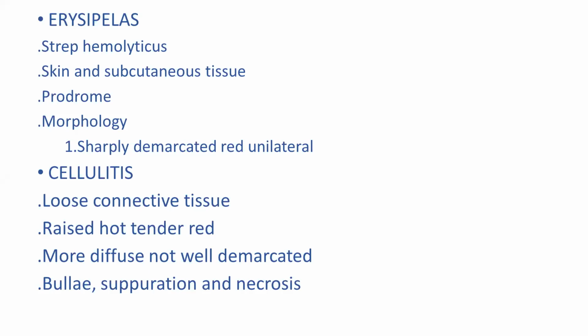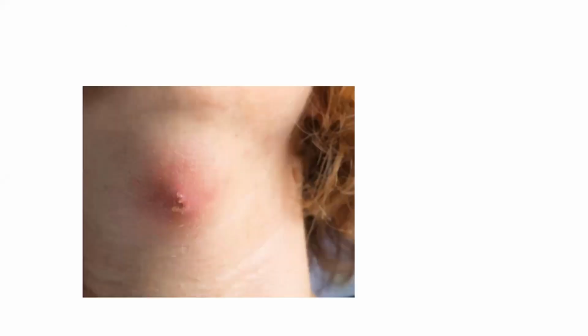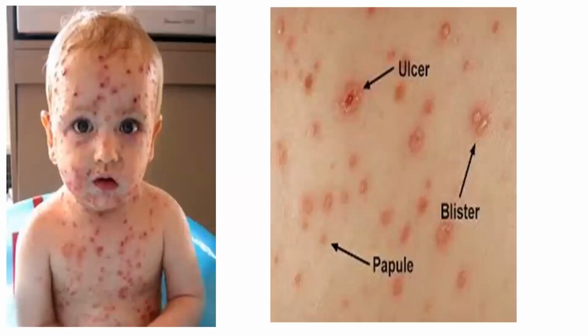Erysipelas is infection of the skin and subcutaneous tissue caused by Streptococcus haemolyticus. With the prodrome and morphology, it is sharply demarcated, unilateral. Cellulitis is often mistaken for erysipelas. It is the inflammation of the loose connective tissue, red, hot, tender, and bullae, suppuration and necrosis may be present. Then the left on our side is erysipelas and the one on the right, the diffuse one, is cellulitis. This is folliculitis, superficial inflammation of the hair follicle, follicular opening.